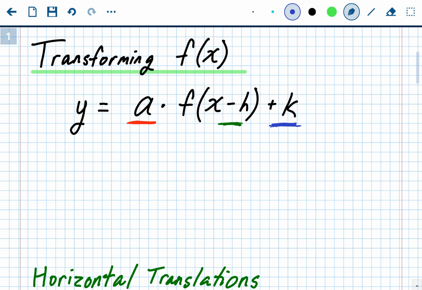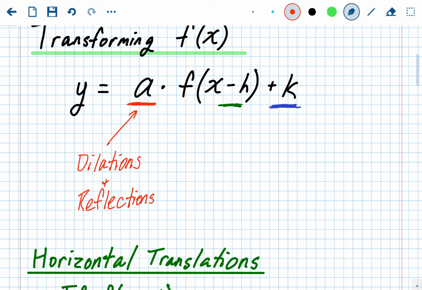All right, so what do each of these pieces do? Well, the red piece, the a value, multiplying a number to the outside of the function, this does dilations and reflections. So the a value does two things here. It does two of the three possible transformations. The dilations, which change the shape of the graph, skinnier, fatter, and reflections, which change the positioning, if it reflects over a line or not.